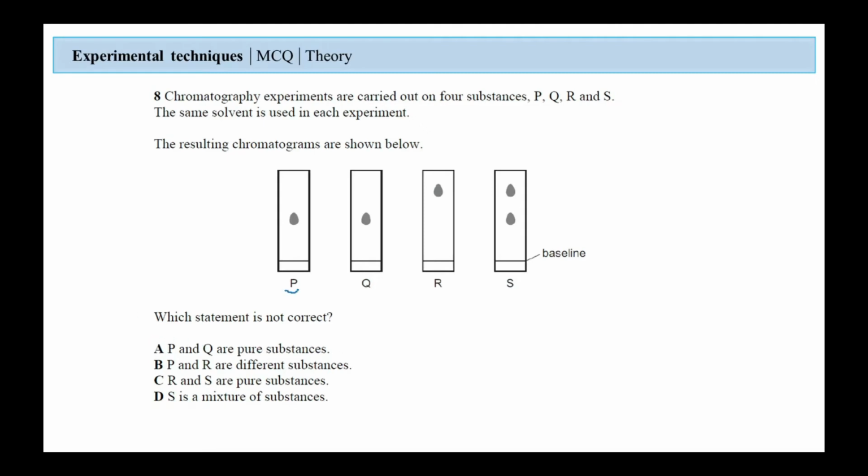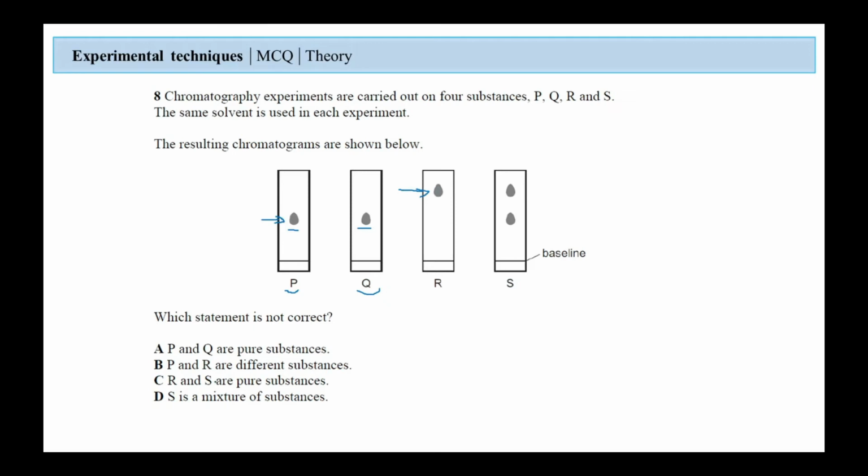So let's see. P, Q are pure substances. Actually, this one is correct because the two substances P and Q are showing one spot, each one. They are pure substances. Let's see now B. P and R are different substances. This is correct because they are showing up spots in different levels. This one is here, while for the R, it's in here. So these are two different substances.